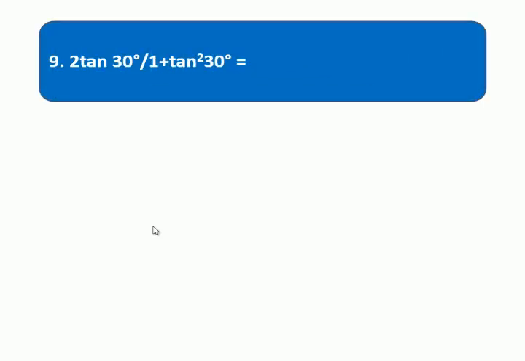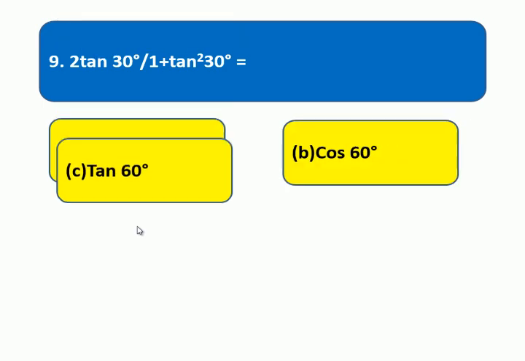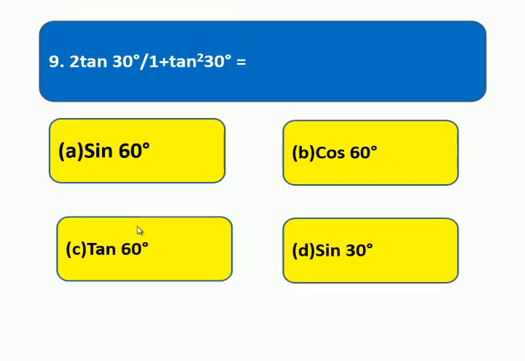Okay, now move on to question number 9. Here is 2 tan 30 by 1 plus tan square 30. You have to simplify, insert the values and find the result. The options are sin 60, cos 60, tan 60 or sin 30. So on rough paper calculate and find the correct option, either A, B, C or D.